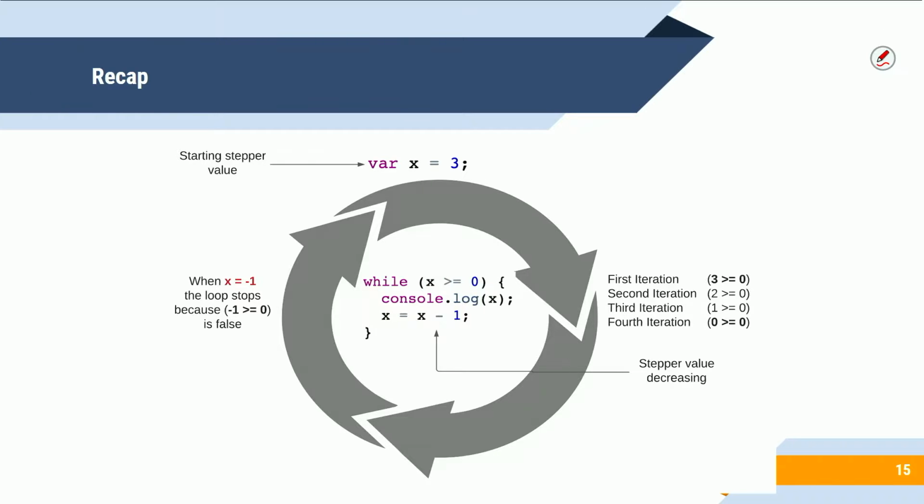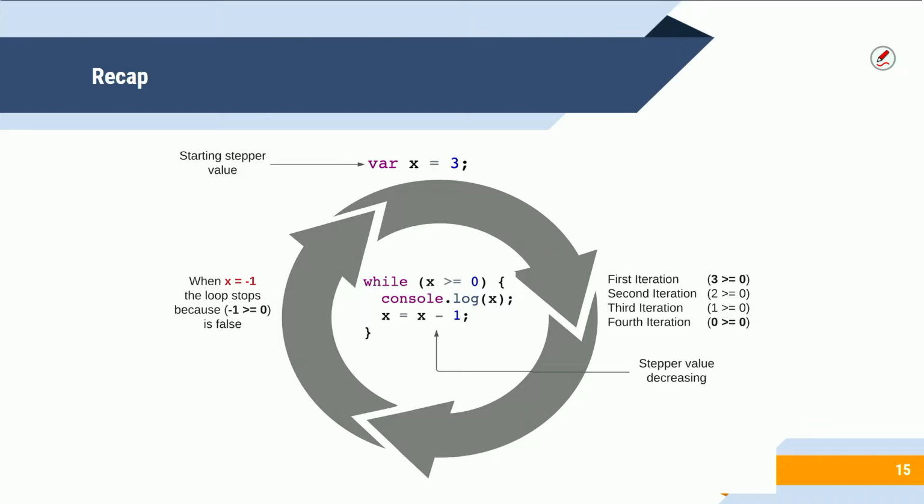Okay, so for example, in the first iteration, we've got 3 greater than or equal to 0. That's true, so it prints out x. Second iteration, we've got 2 greater than or equal to 0. That's true, prints out x. Third iteration, we've got 1 greater than or equal to 0. That's true. Gets to the fourth iteration, now we've got 0 greater than or equal to 0.